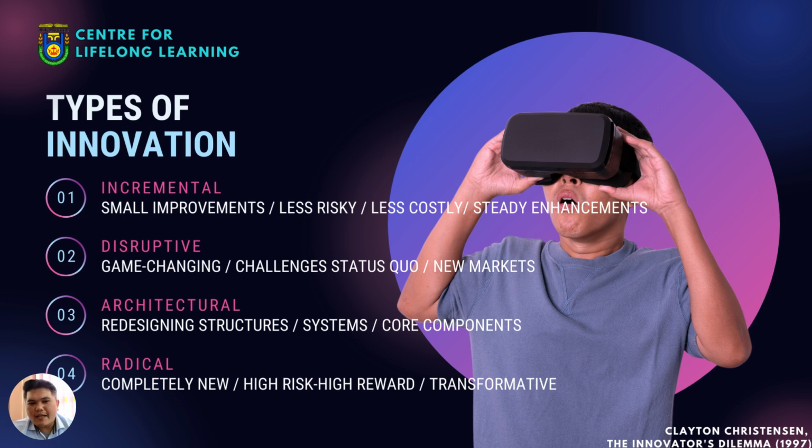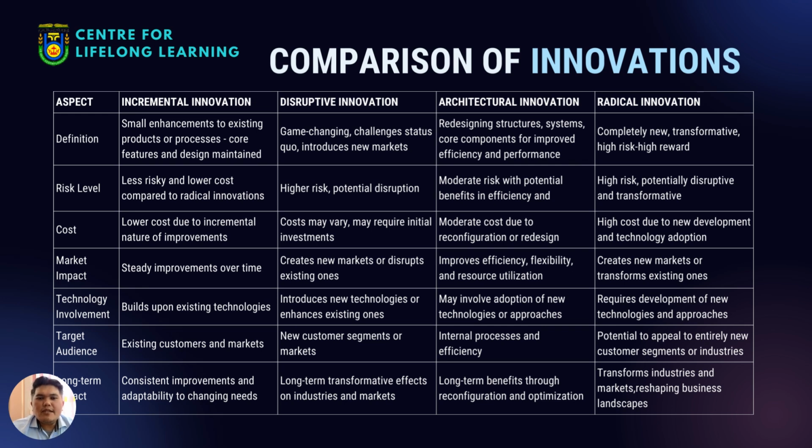Okay, so that makes the difference between disruptive as well as radical. And I hope that you can also identify the differences between what is incremental, disruptive, architectural, and radical innovation. I put these notes for every one of you to see what the differences are between each of these, based on, for example, definition, risk level, cost, market impact, technology involvement, target audience, as well as long-term impact.